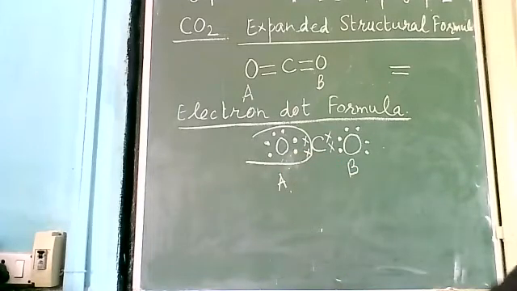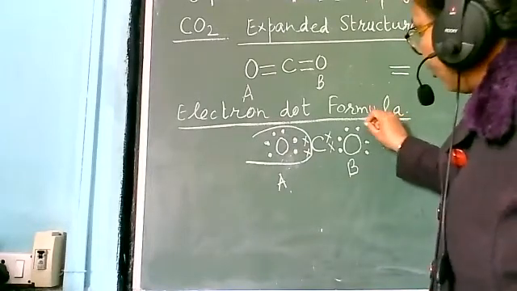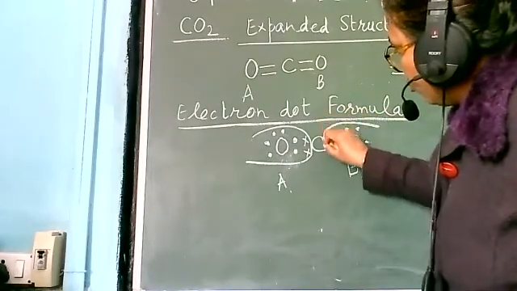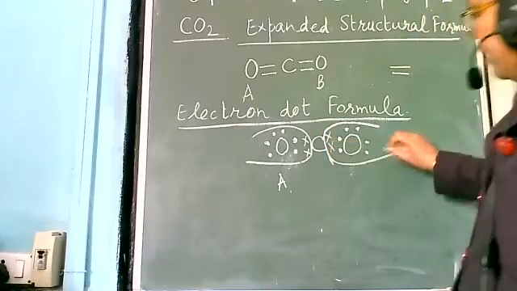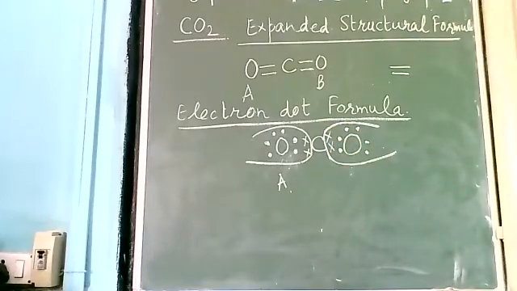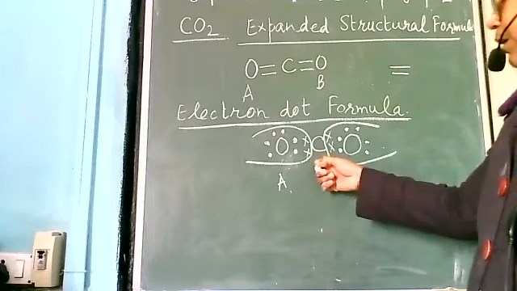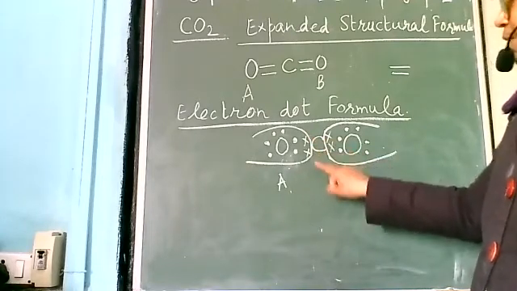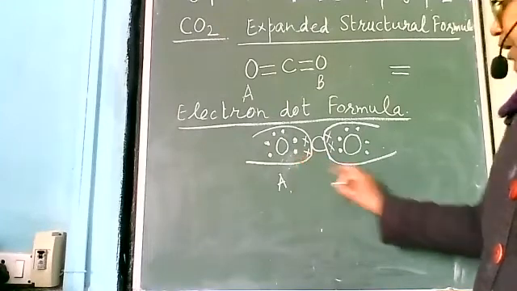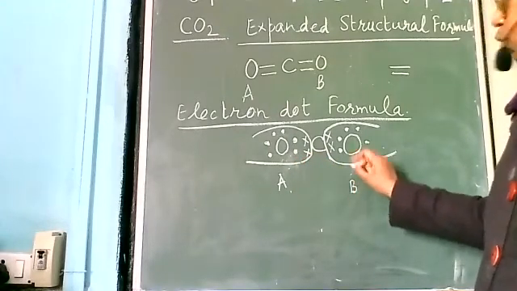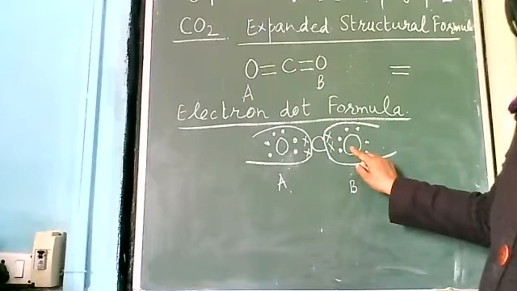Is it clear? In the same way, for the B part of the oxygen, we will show that it also has gained 8 electrons in its outermost shell. Clear to everyone? Now, what about carbon? Carbon's own 4 electrons, 2 received from A and 2 from B, total 8.